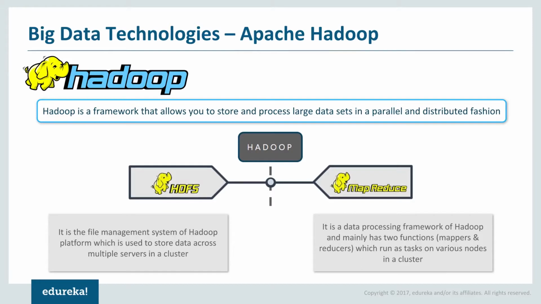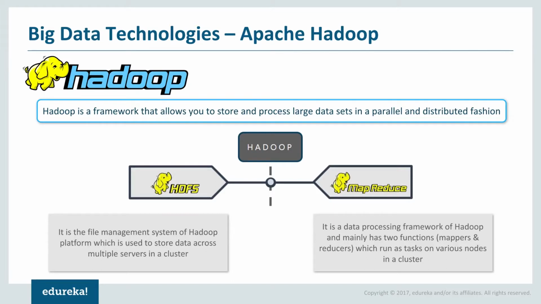So when we come to HDFS, what is HDFS? Hadoop Distributed File System. It is the file management system of the Hadoop platform, which is used to store data across multiple servers in a cluster. A group of commodity hardware put together is a cluster, right? So now I have different systems. I can divide the work, give a piece of work to each of them, and then collect back the result. So who is doing this dividing and collecting back work?